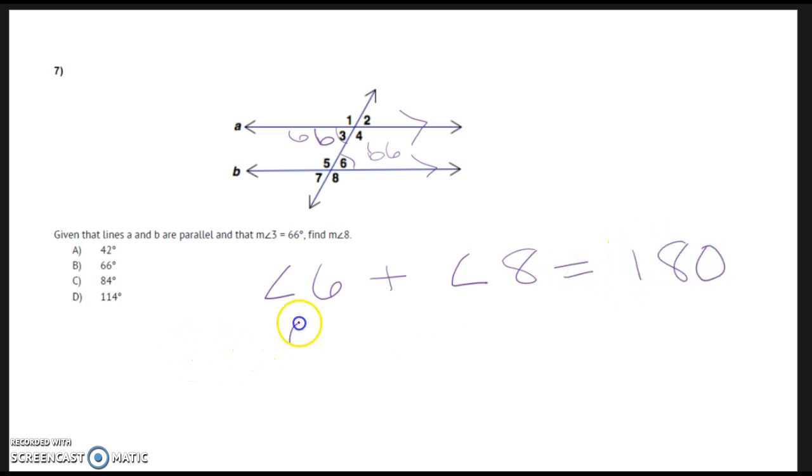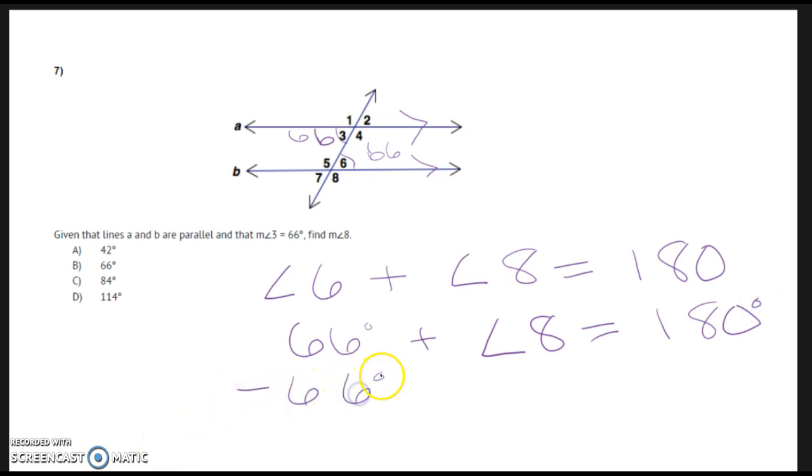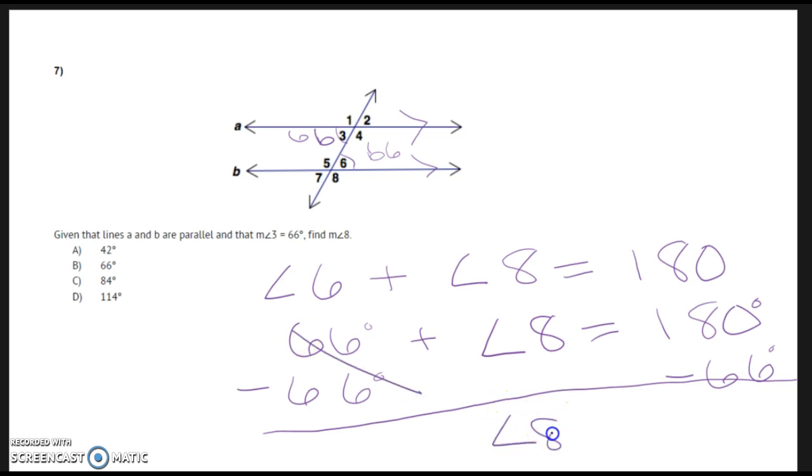Well, I know angle 6 is 66 degrees. So to find the measure of angle 8, just subtract that from 180. So we're going to subtract, and that will actually give us the measure of angle 8, which is going to be 114 degrees. So that would be D, 114 degrees.